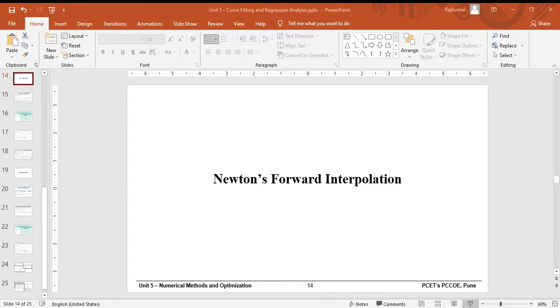Then x will be 160, in which you are interested, and h we estimated and it is 50. So by using x and h you can find out the value of p. We know the formula, x is equal to x naught plus ph. This can be written in terms of p, so it becomes p equals x minus x naught upon h. x is 160, x naught is 150, divided by 50, and you will get the value of p as 0.2.